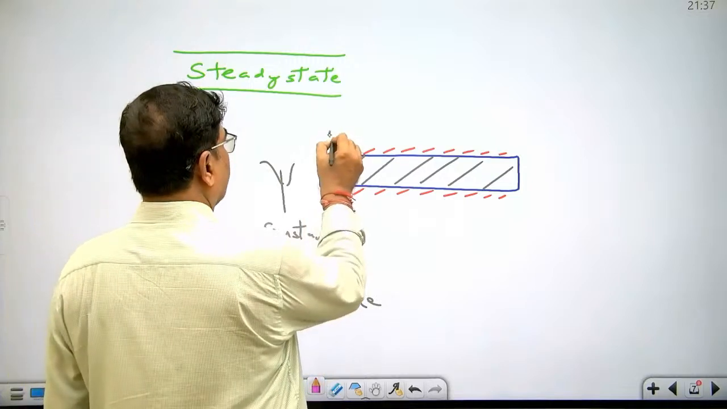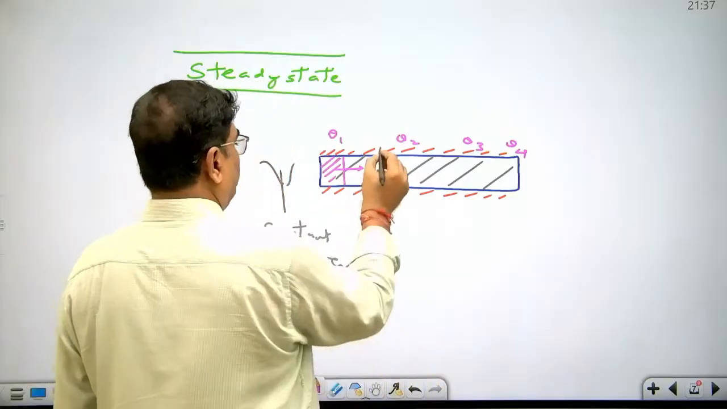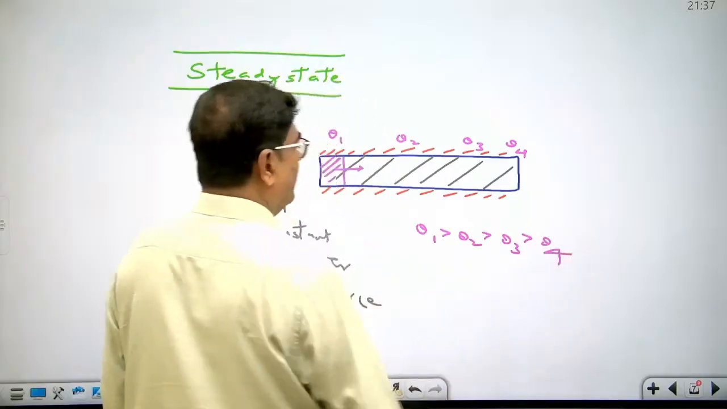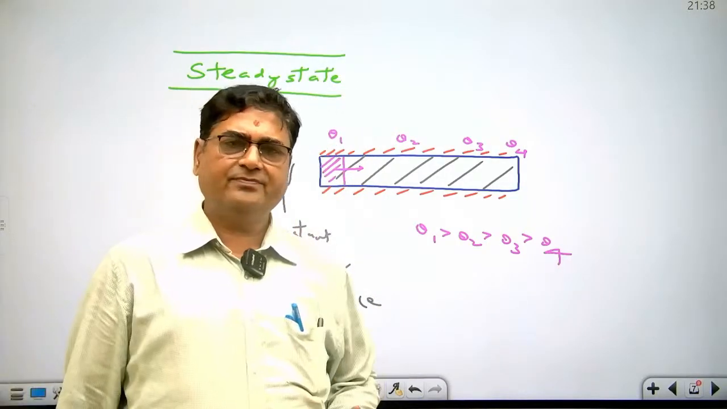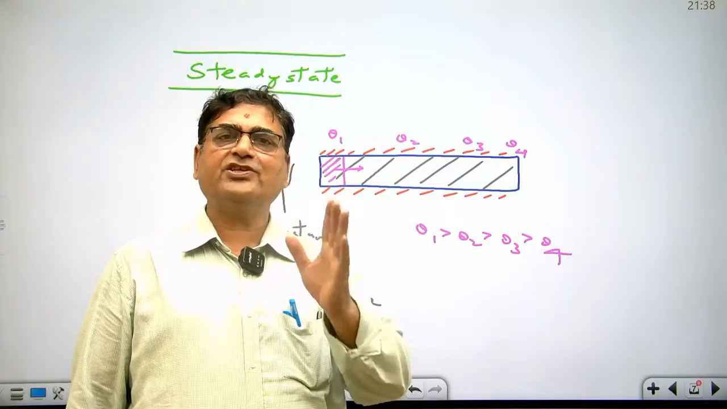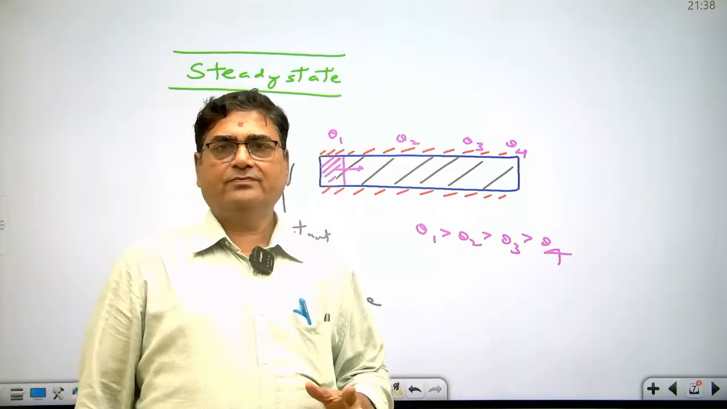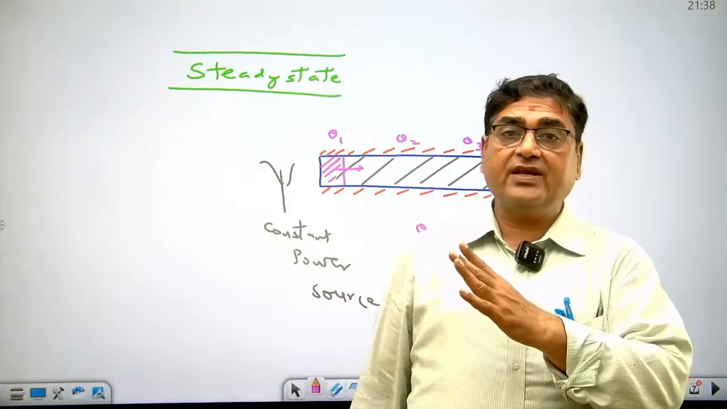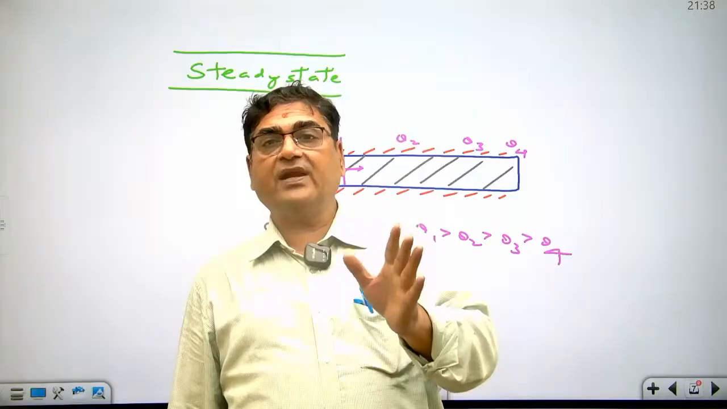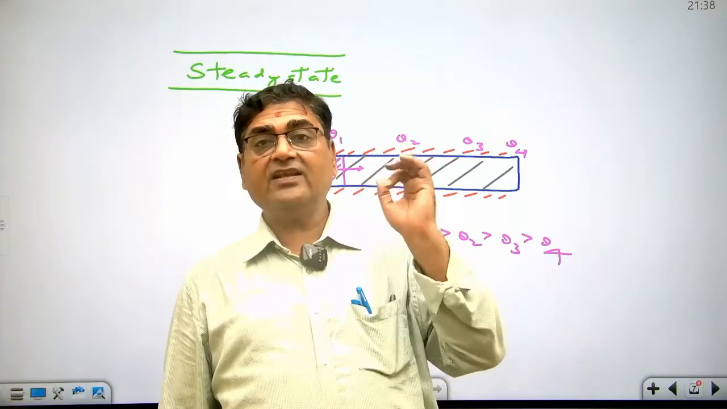After some time a state comes when temperatures at different junctions are different: theta 1 is more than theta 2 is more than theta 3 is more than theta 4. But dear student, at a particular junction change of temperature has stopped. In the direction of heat flow, temperature is decreasing. At different junctions, temperatures are different, but at a particular junction, change of temperature has stopped. This state is called steady state.